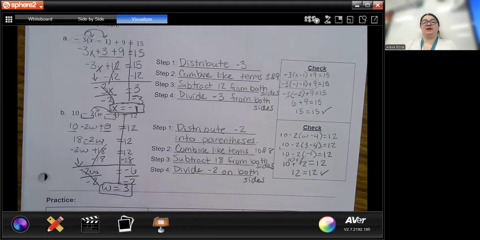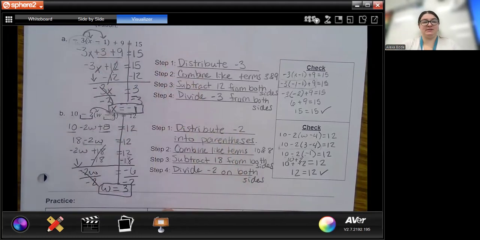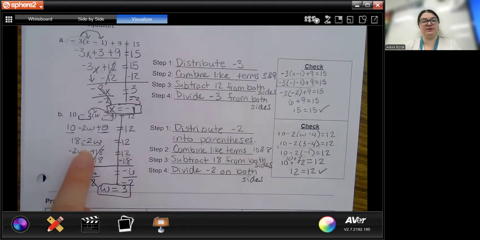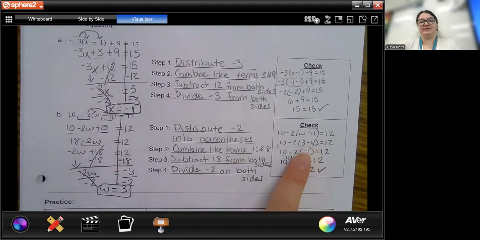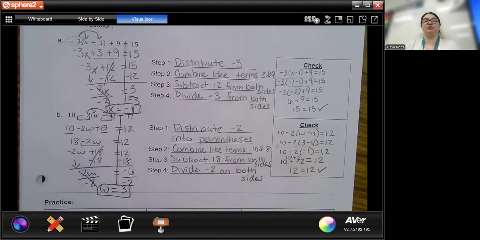So a lot of this unit is, yes, knowing the steps, but when you do all of these steps and then you also check all of your work, you have to make sure you're paying attention to those negative signs and your integer rules. Because it's easy to make a mistake here, and it's easy to make a mistake here if you don't know your rules when dealing with negative numbers.